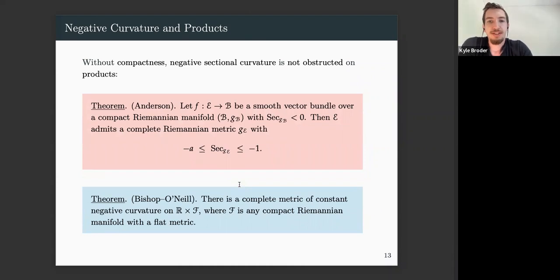So without compactness, negative sectional curvature does not obstruct products. Two nice theorems to mention in this direction are given by Anderson and Bishop-O'Neill. The first result, due to Anderson, tells us that if we have a smooth vector bundle over a compact Riemannian manifold with negative sectional curvature, the total space has a complete metric with negatively pinched sectional curvature. And the lower bound on the pinching depends on the geometry of B and the topology of the bundle. There's also this result of Bishop-O'Neill, which tells us that there's a complete metric of constant negative curvature on the product of R with any compact Riemannian manifold with a flat metric. So for instance, a torus.